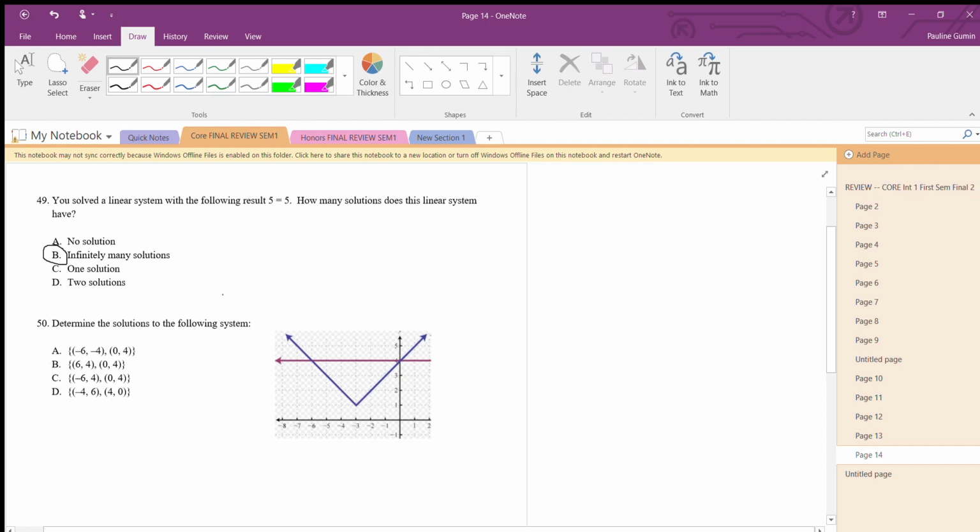All right. Lastly, number 50. Let's find the solutions of the following system. The solutions happen when we have an intersection. That happens twice. All right, this first point is (-6, 4). Luckily, we only have one of those options. Letter C. And we're done.